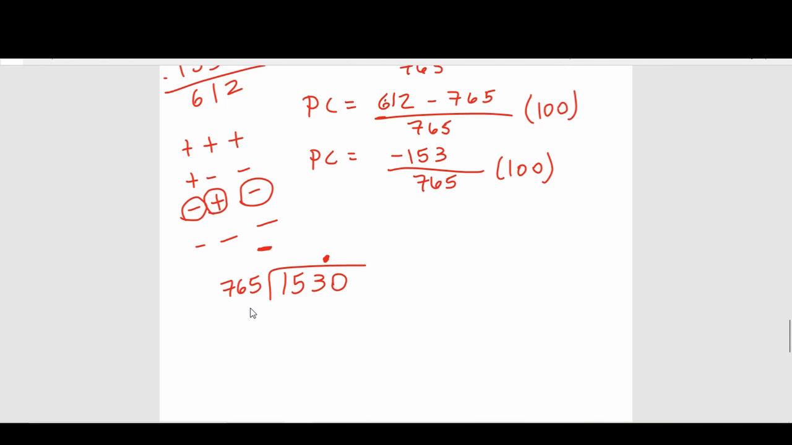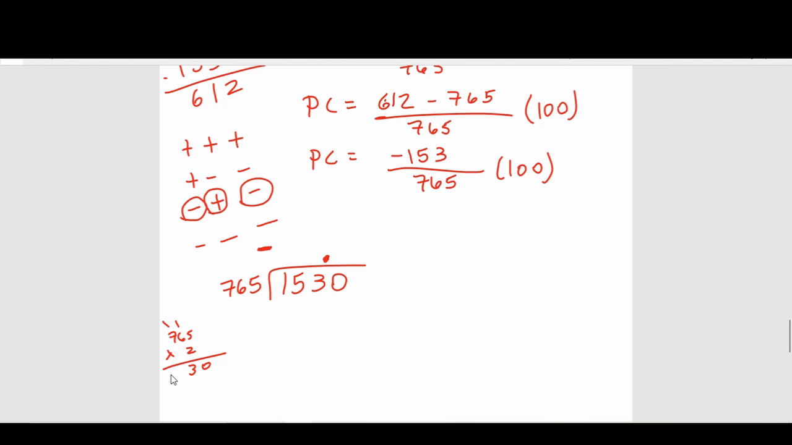Now I'm asking myself, how many times does 765 go into 1530? Well, it's either going to be once or twice, because think about this. 700 times 1 is 700. 700 times 2 is 1400. I'm going to say 765 times 2 is going to get me pretty close to this. 5 times 2 is 10, carry the 1. 6 times 2 is 12, plus 1 is 13, carry the 1.